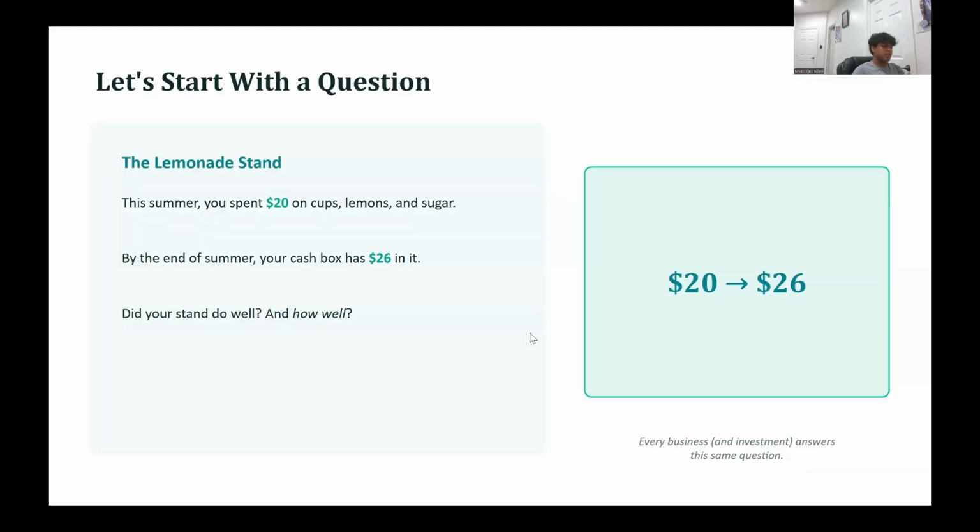All right, first, let's start with a question. Say you run a lemonade stand this summer. You spent $20 on cups, lemons, and sugar. By the end of the summer, you count up your cash box and you've got $26. Did your lemonade stand do well? I mean, yeah, obviously you made money, but how well did it do? Was it a great result? Was it an okay one? To answer that, we look at the rate of return.